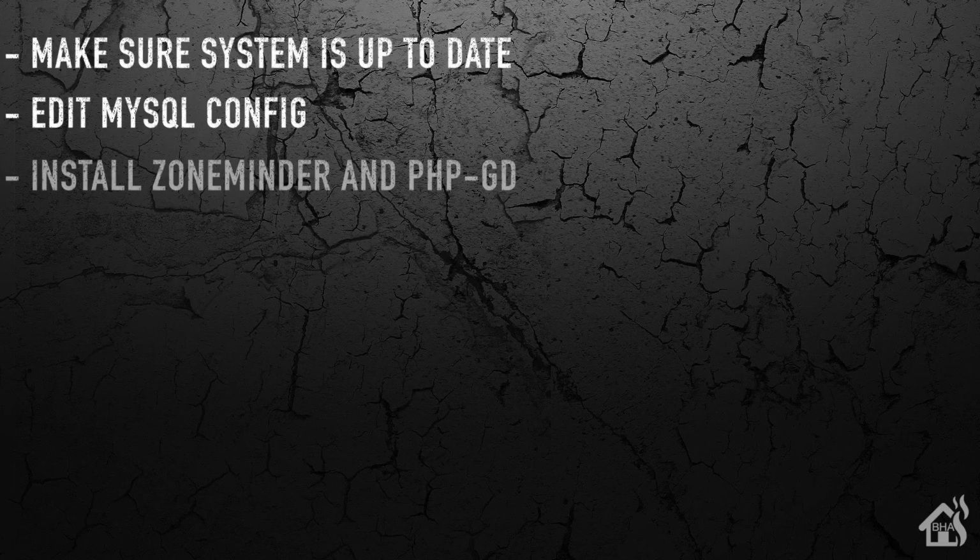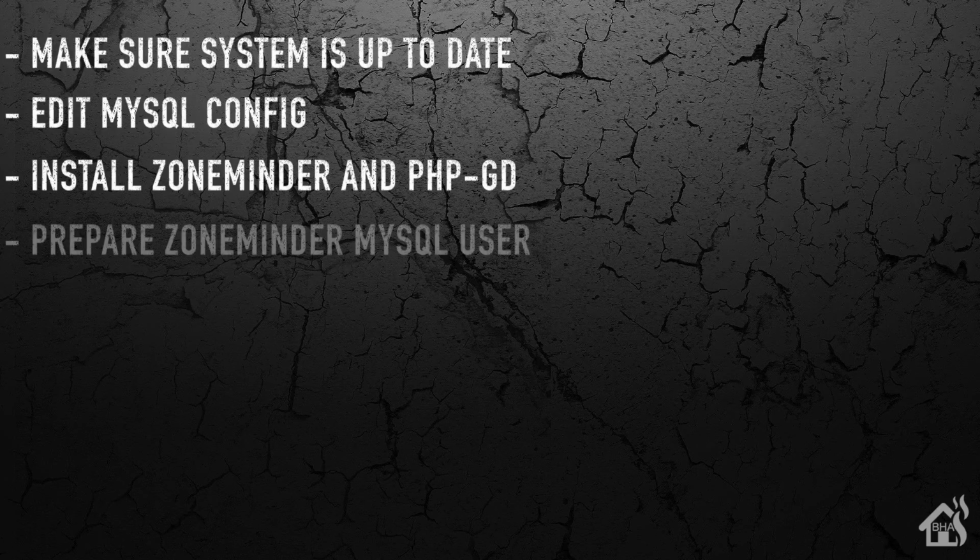All right, so let's go over everything that we're going to cover in this video. We're just going to start off by making sure our system is up to date. Next, we will edit the mysql config. Once we've got that finished, we're going to install Zoneminder and php-gd. Then we are ready to prepare our Zoneminder mysql user that we'll use to sync between Zoneminder and the mysql database.